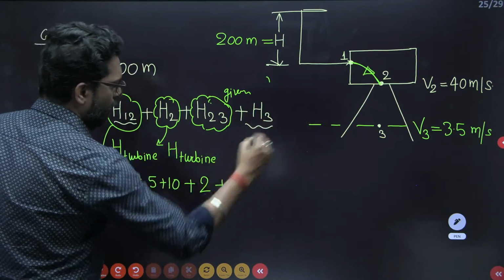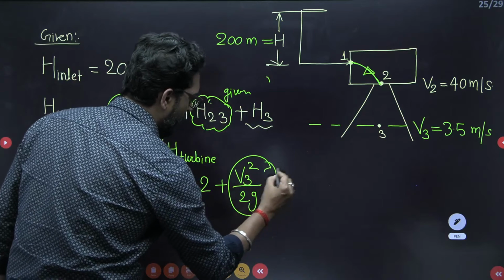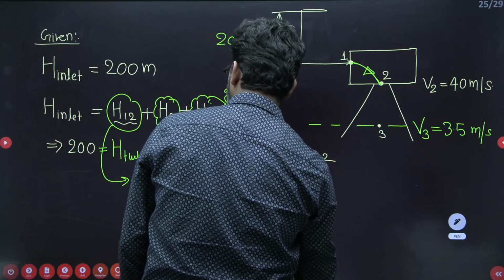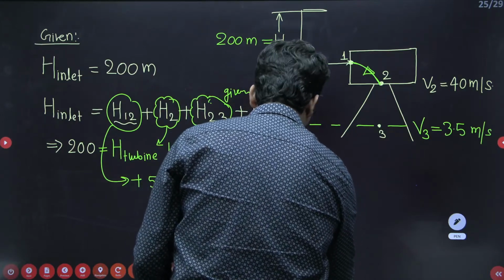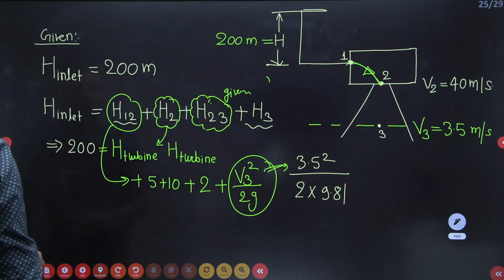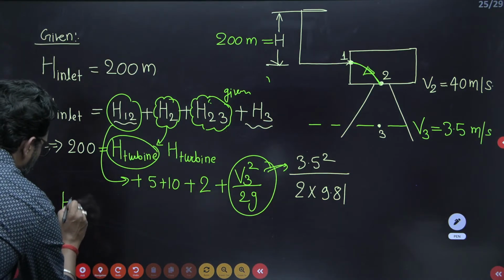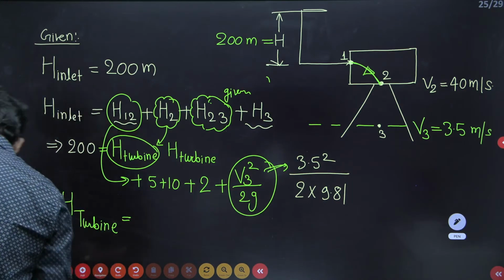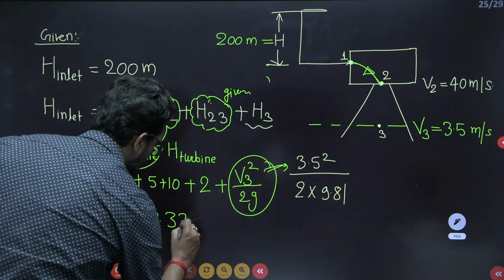Plus H3 is equal to V3 square upon 2g. And this V3 square upon 2g is 3.5 the whole square divided by 2 cross 9.81. So if you calculate this, you can easily find H of the turbine, the head developed by the turbine, which is 182.375 meter.